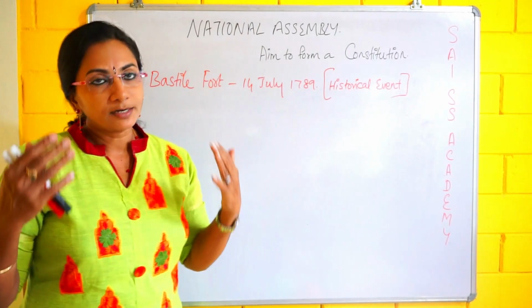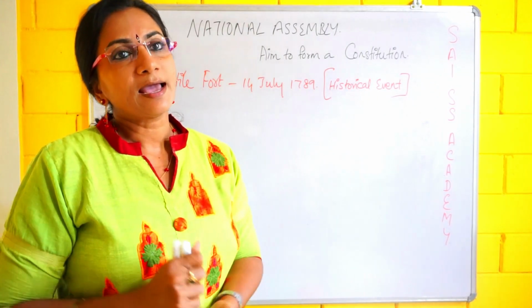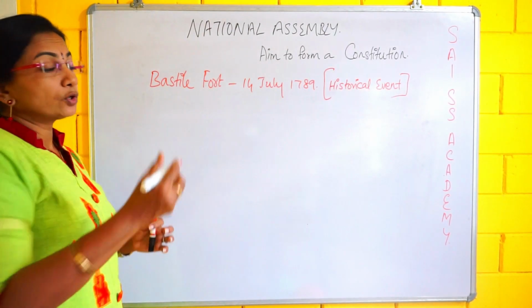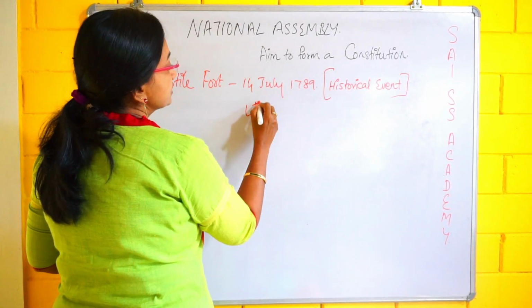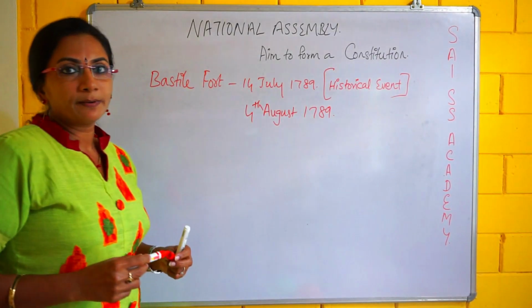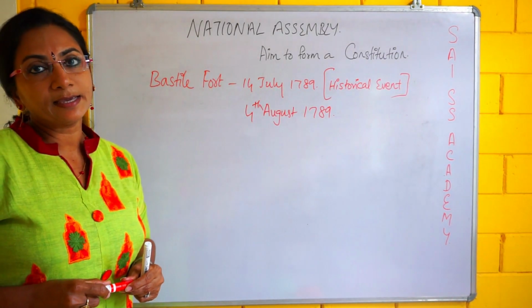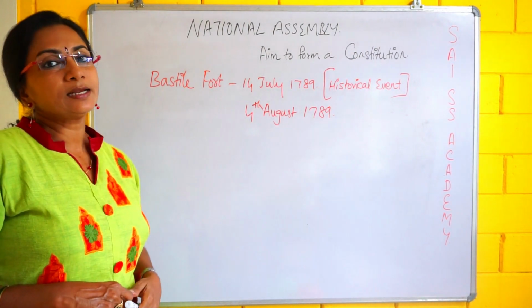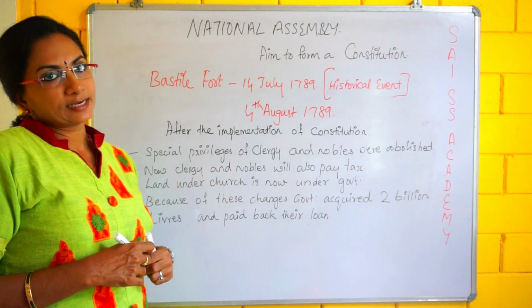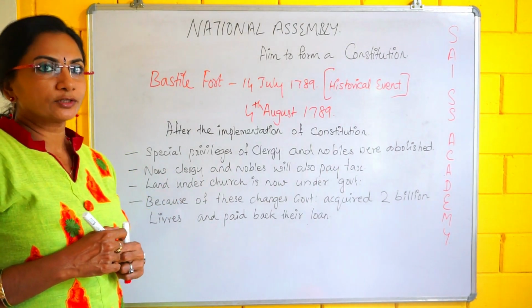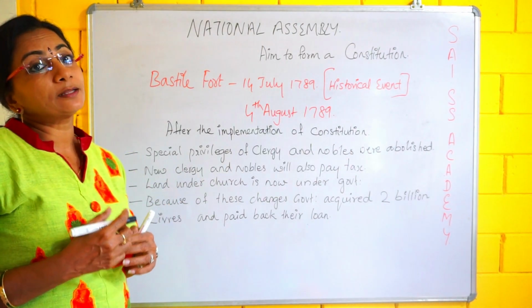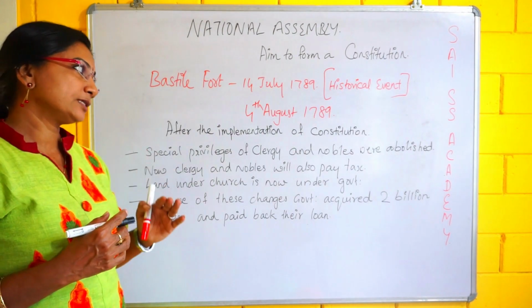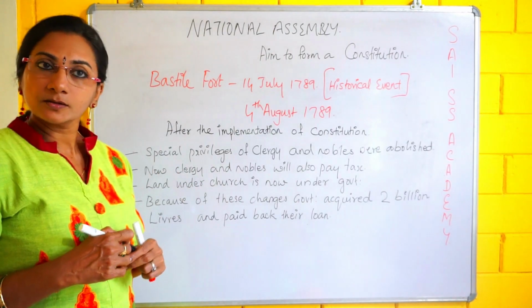So at last, what did he do? He finally accepted the constitution on 4th August. He understood that the people were very furious. So on which day did he accept the constitution? 4th August 1789. The king finally accepted and gave approval for the National Assembly and accepted the principle that his power would be checked by the constitution.